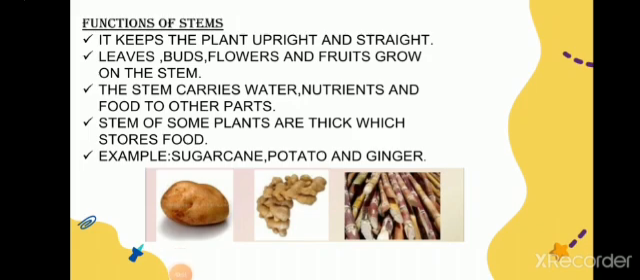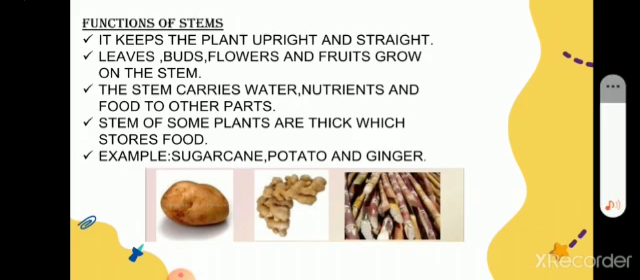Now, what are the functions of the stem? It keeps the plant upright and straight. Leaves, buds, flowers and fruits also grow on the stem. When water is poured over the soil, the roots absorb it and send the water to the stem, through which it is passed to all the parts of the plant. That is how the food is prepared.